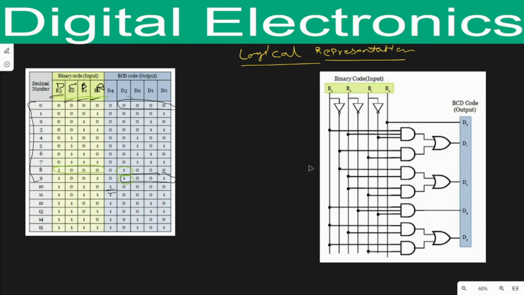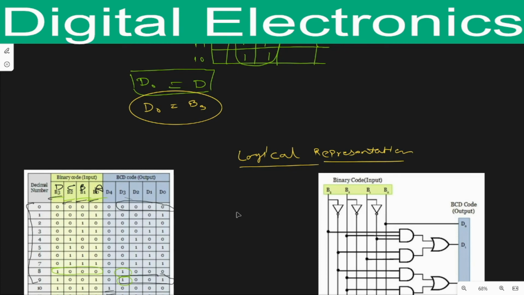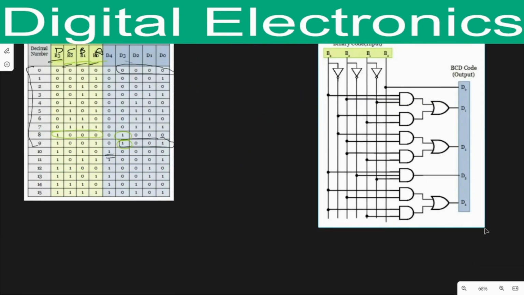By using the expression that I have mentioned above, such as D naught equals B3, suppose this one is D naught. For finding D naught, I have to connect D naught with B3. So by using this connection, we can directly find out the equation. I think it is clear to all of you.